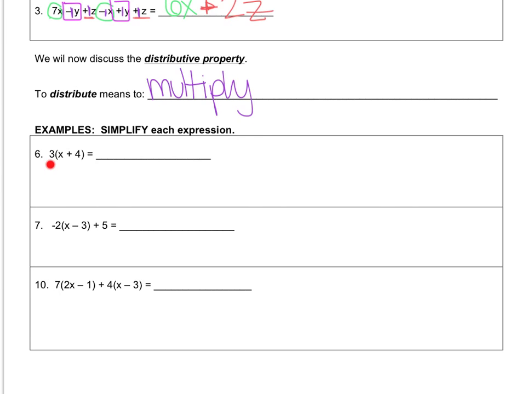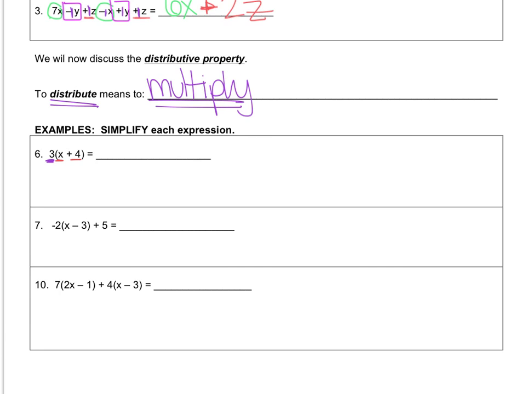So on the first example, I have 3 parentheses x plus 4. So since I have parentheses, that means I better have a number up front, and I do. What is my number out front? 3. So that means I'm going to distribute or multiply the 3 to each term in parentheses. Terms are separated by plus signs or minus signs. So I have 2 terms.